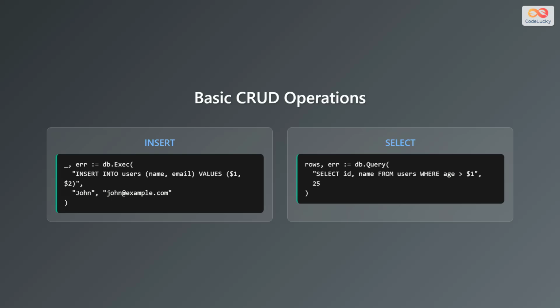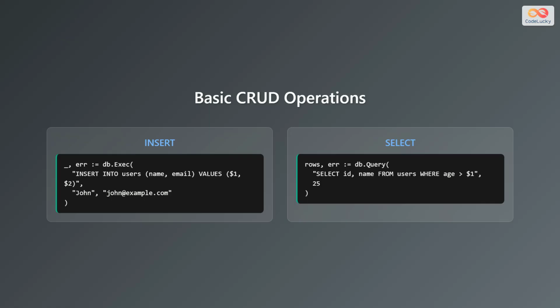_, err := db.Exec("INSERT INTO users (name, email) VALUES ($1, $2)", "John", "john@example.com").